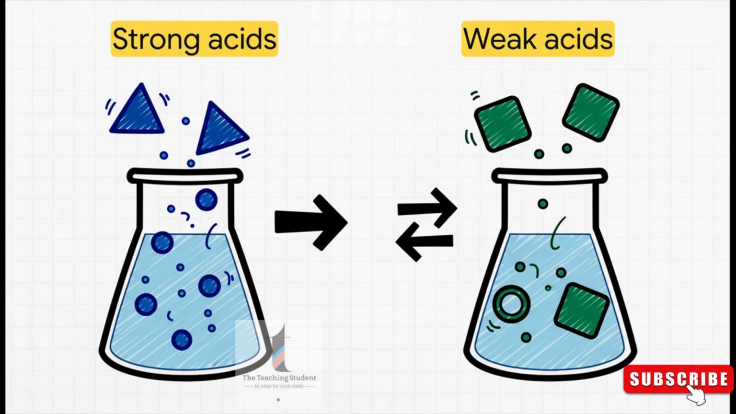That's why we use that one-way arrow. But a weak acid, like ethanoic acid, only partially ionizes. The reaction is reversible, and the equilibrium actually lies far to the left. That means most of the molecules are just hanging out as undissociated CH3COOH.